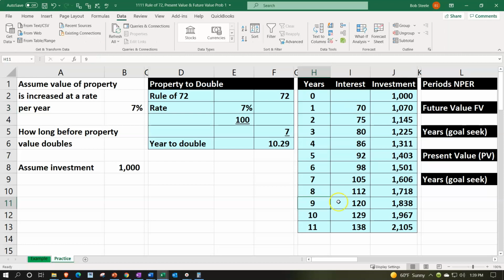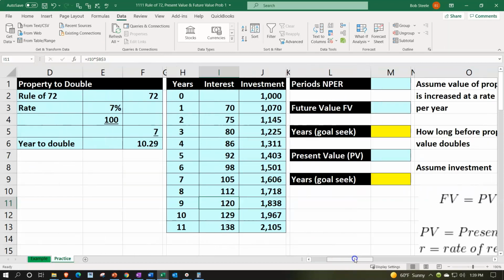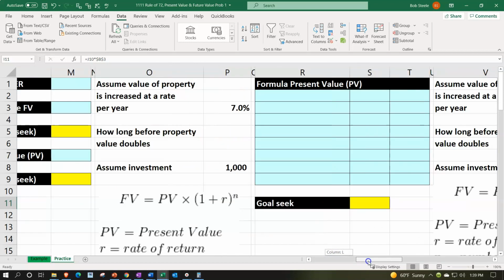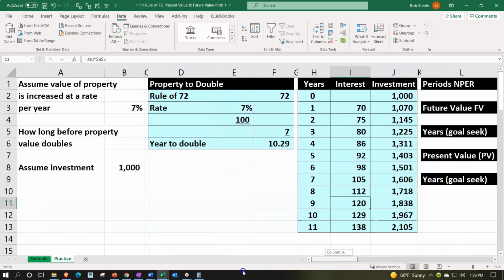Next time, we're going to do a similar process, but we're going to be using Excel formulas, and then we'll go to an actual mathematical problem to do similar kind of calculations so we can see how all these things tie together.